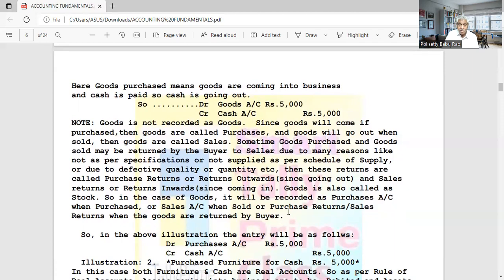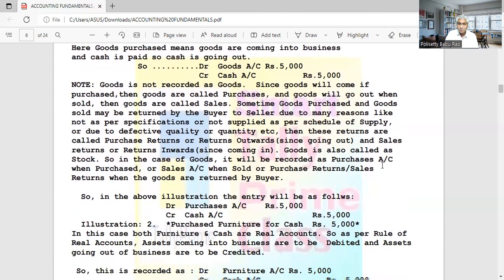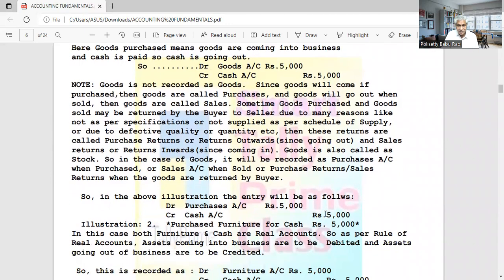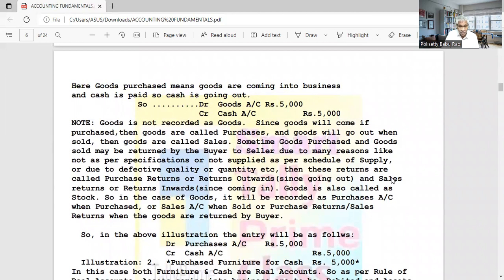Similarly, when the goods sold by us are returned back to us, the goods will come in. They are called sales returns, isn't it? So when the sales are returned back, goods are coming in. That's why they are also called returns inwards. The returns are coming into the business. So number one, purchases, purchase returns called returns outwards. Next, number two, sales, sales returns, called returns inwards. These are the instances for goods coming in and going out.